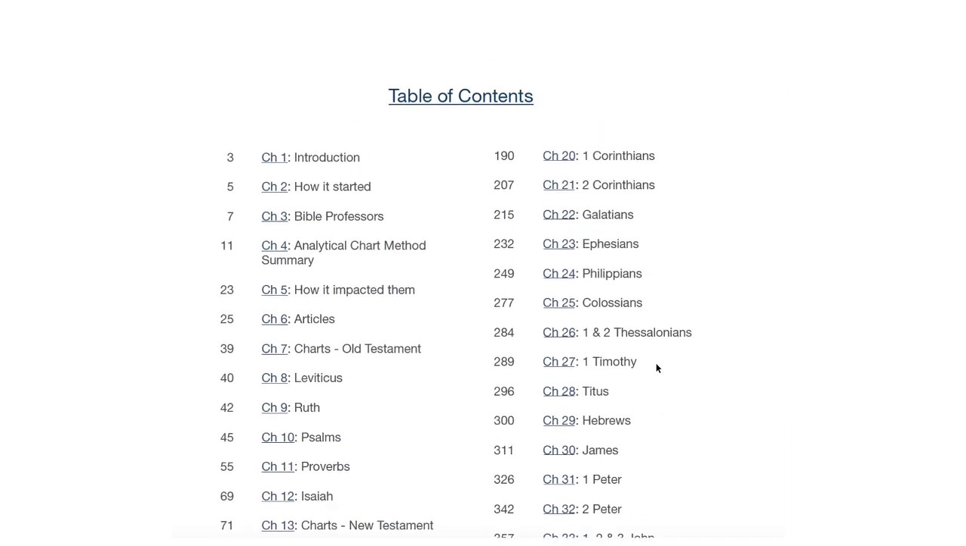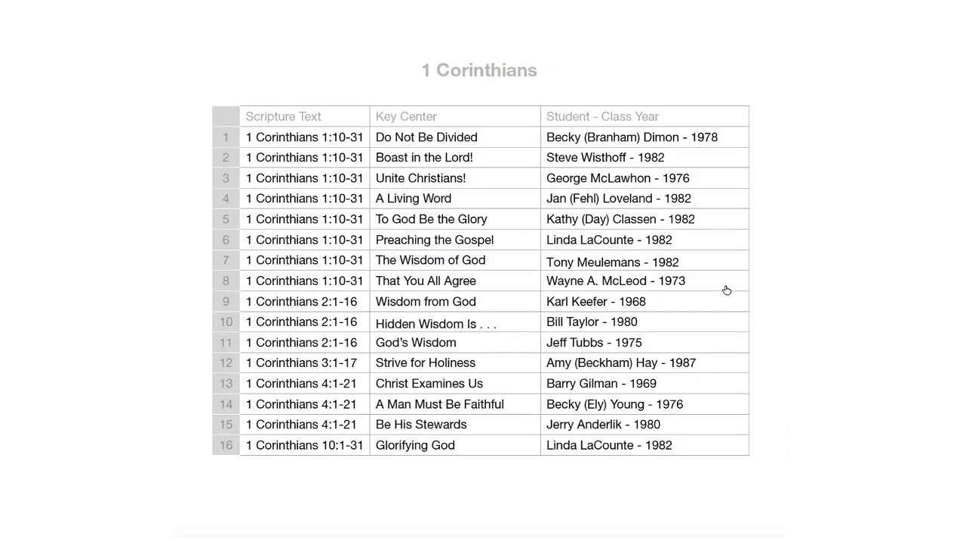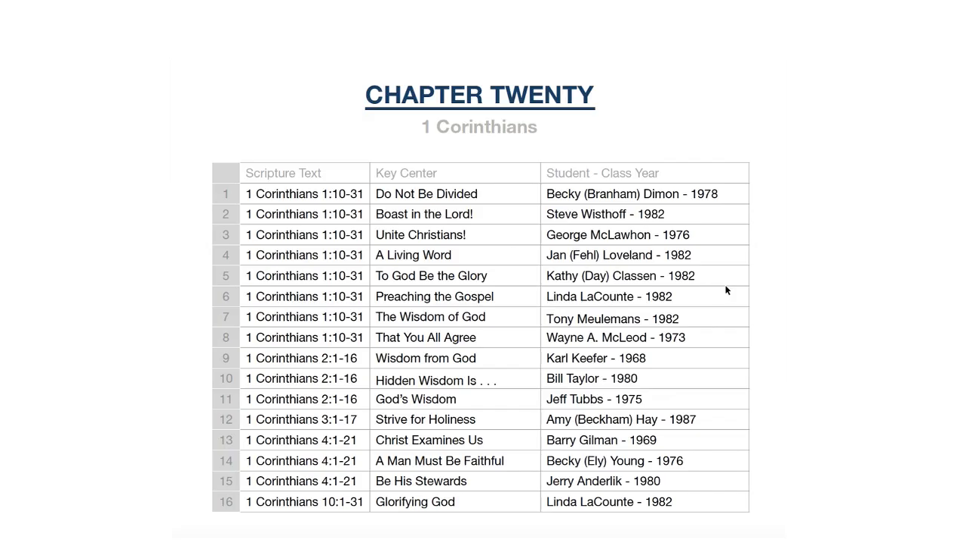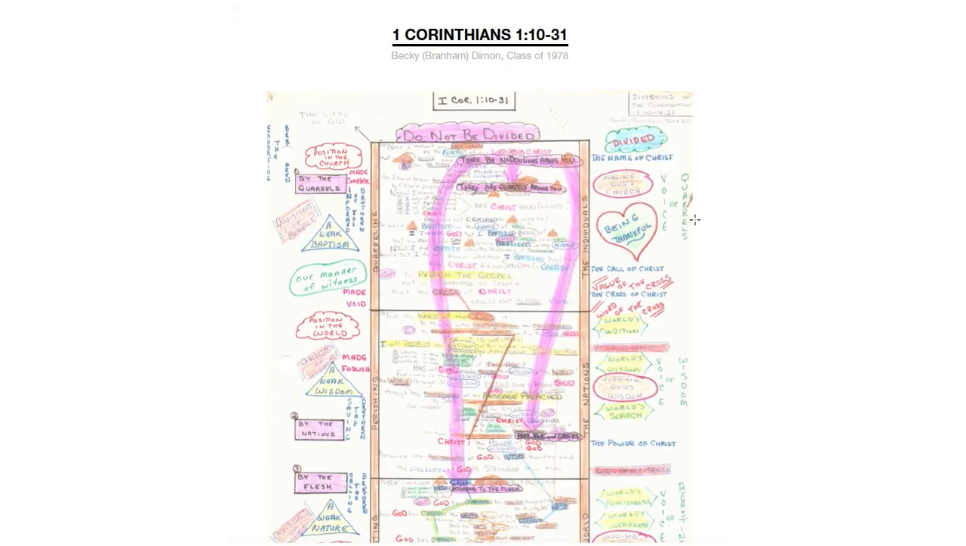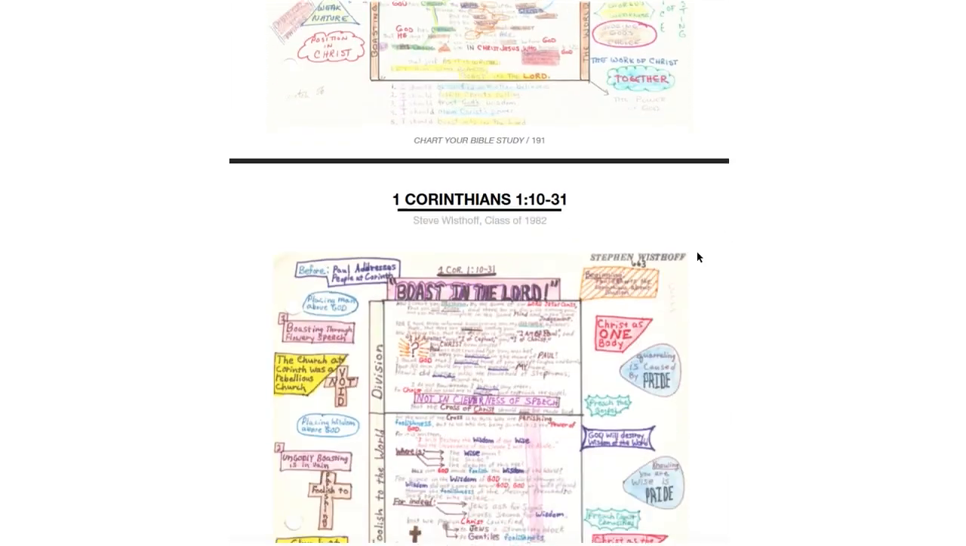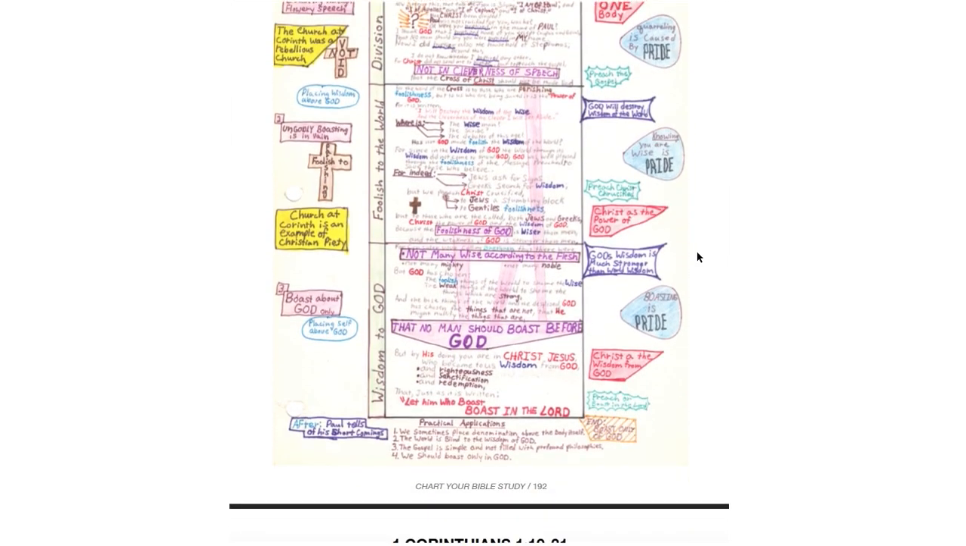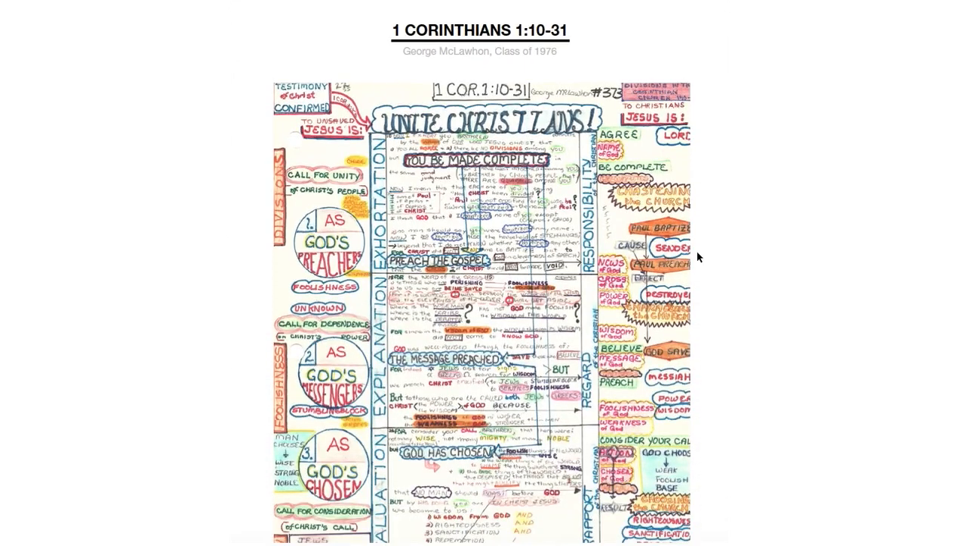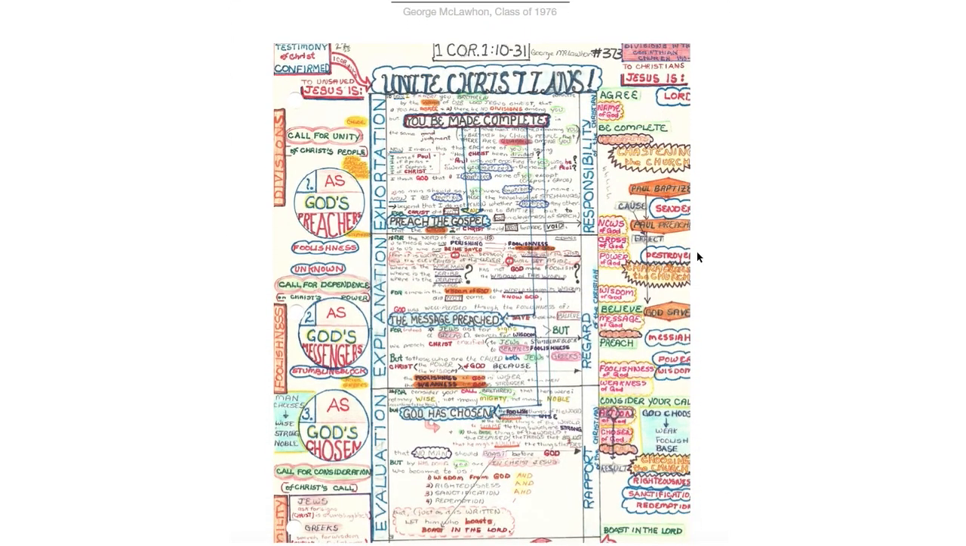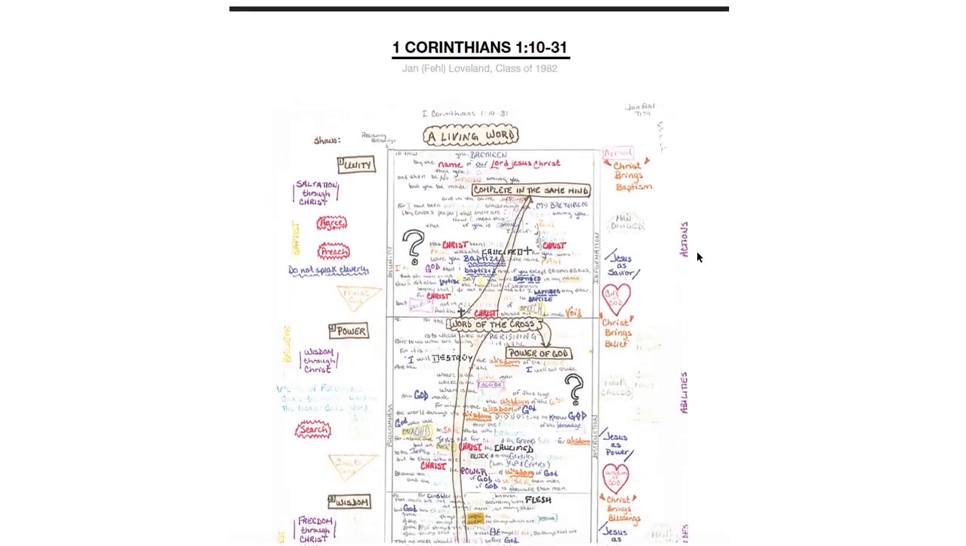So let's just click into one of the books of the New Testament. Let's go to 1 Corinthians. And we'll see that there's a total of 16 charts. We see 8 charts on this one particular segment, chapter 1, verses 10 through 31. So there are 8 different charts, and each one has a different title. This one, Do Not Be Divided, and Boast in the Lord. All of them are different titles based on their discoveries. It just confirms to me how deep God's Word is, with so much to discover in our studies. Isn't that amazing?